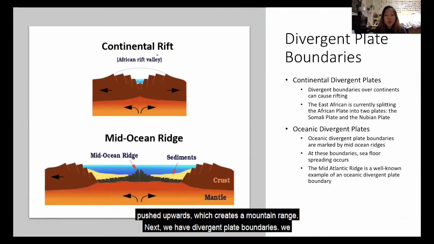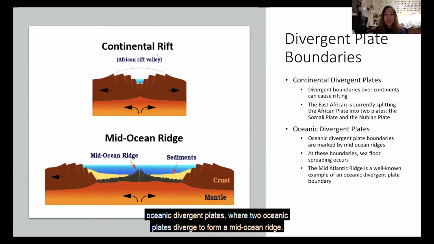Next, we have divergent plate boundaries. We have two types of divergent plate boundaries. We have continental divergent and oceanic divergent. Continental divergent plates are divergent boundaries over two continental plates, which causes rifting, in which the continental lithosphere, or the crust, stretches and breaks apart, which is where seafloor spreading begins. For example, we know the African Rift Valley, which is a prominent example of a continental divergent boundary, and it's currently splitting the African plate into two plates, the Somali plate and the Nubian plate.